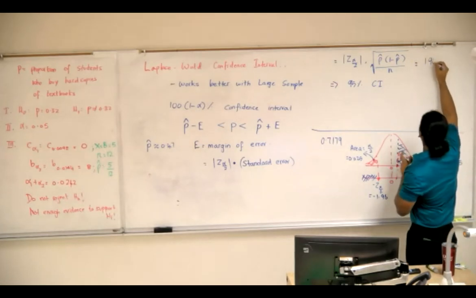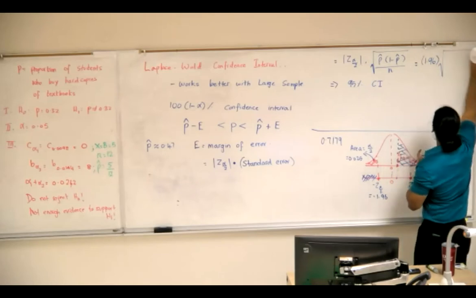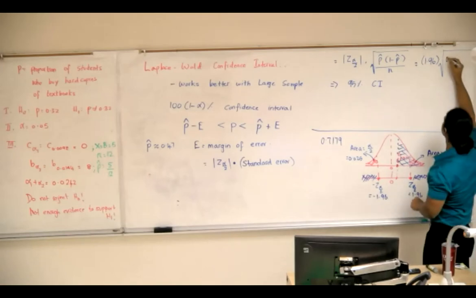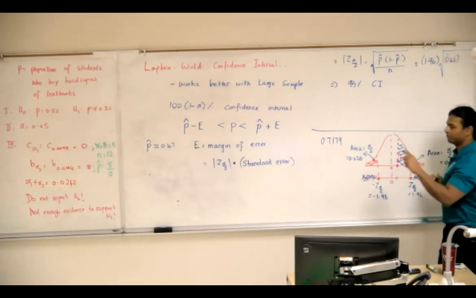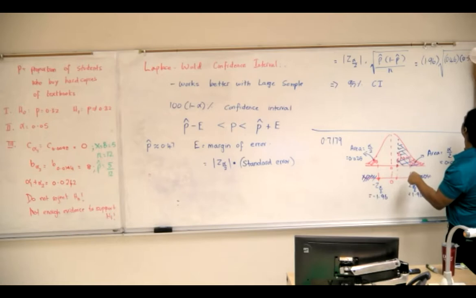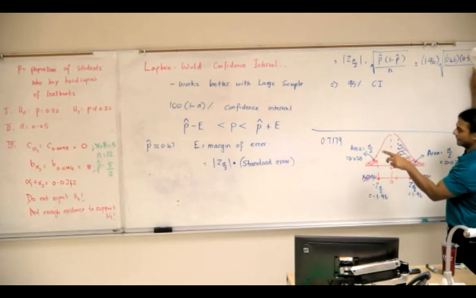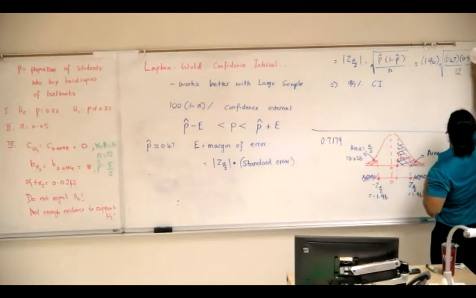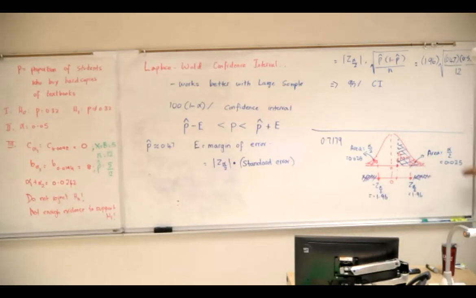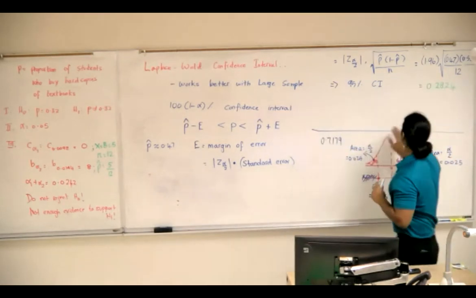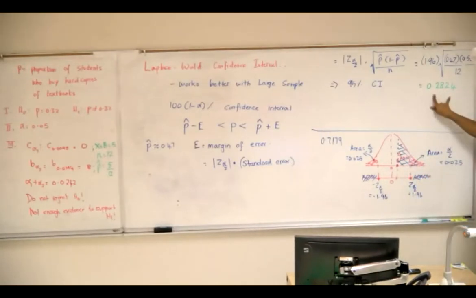So 1.96 times the square root of p hat, which I take as 0.46 here. If p hat is 0.46, 1 minus p hat is 0.54, divided by n, which in our case is 12. Is that 0.47? Oh. Divided by 12. What do we get for that? So margin of error is 0.2824.